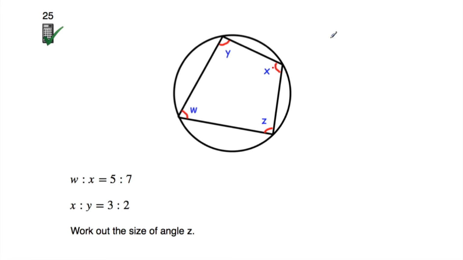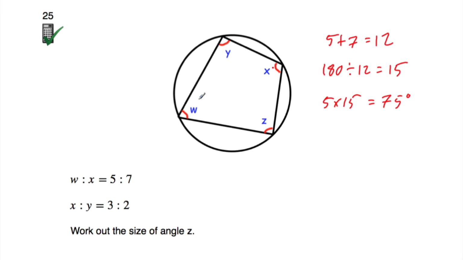So let's add together the parts in the ratio. 5 plus 7 is equal to 12, so it's 12 parts altogether. And if we do 180 divided by 12, that's equal to 15. So that means that in each part there's 15 degrees. Now the angle labelled W has 5 parts, so 5 times 15 is equal to 75 degrees. That means that W is 75 degrees. And X is the 7 in the ratio, so 7 lots of 15 is equal to 105 degrees. So that means that X is 105 degrees. So we found the size of those two angles.